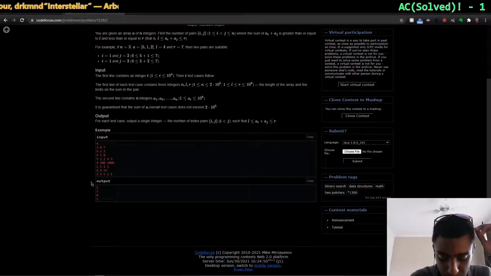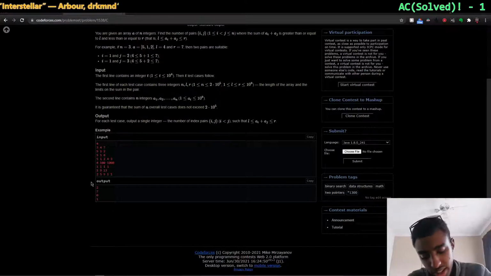Considering that this is a prefix sum, then if the value itself is within the range, then I can add it.